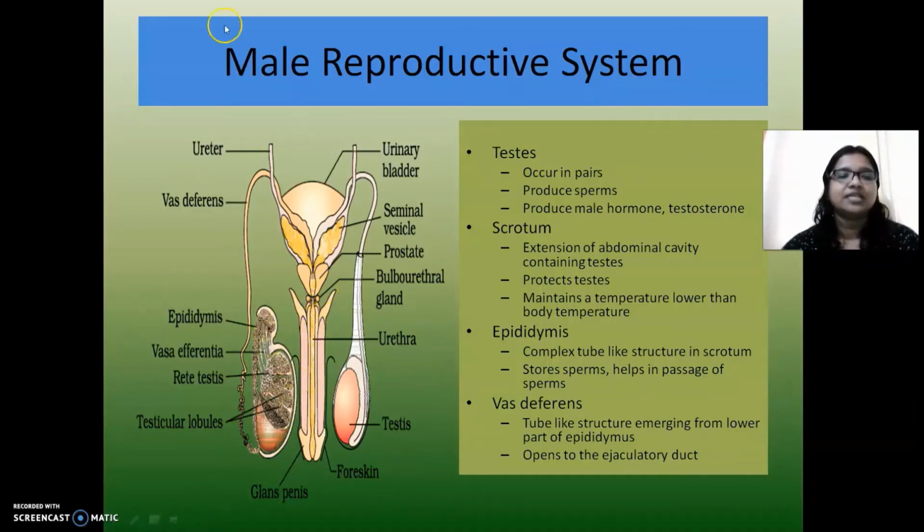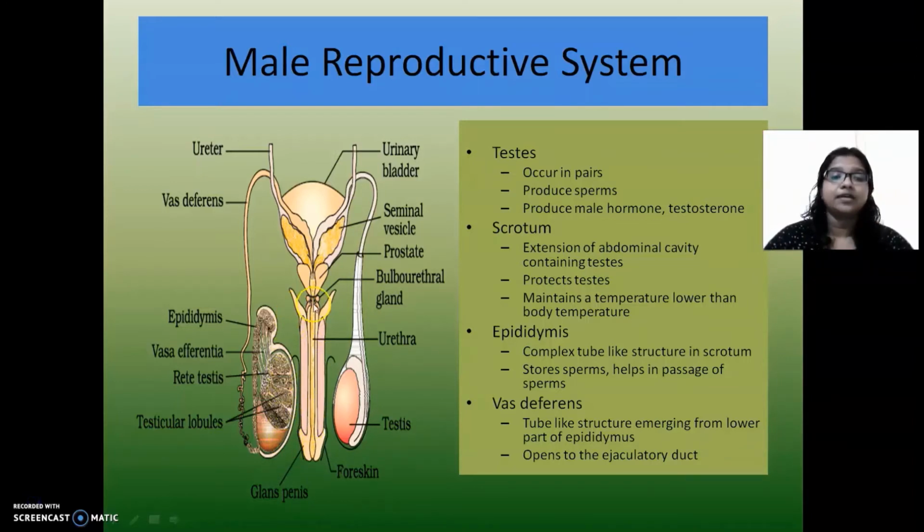At the junction, you could see the connection with a few glands: the bulbourethral gland, the prostate gland, and also the seminal vesicles. When the secretions from the seminal vesicles and prostate gland mix with the sperm, we call it semen. It helps in the easy movement of the sperms and also gives proper nourishment. Later it is ejected out from the penis.